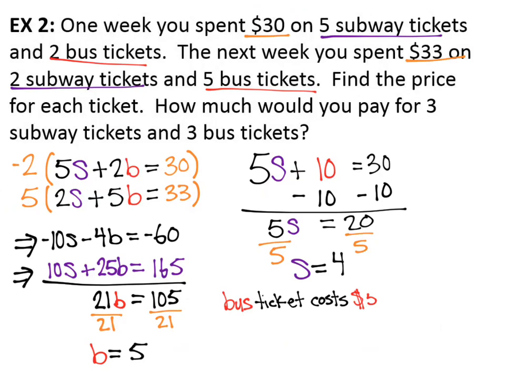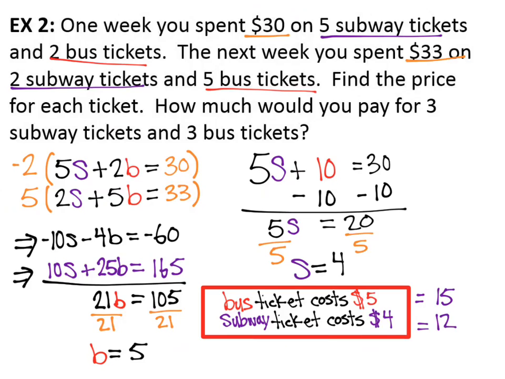From here I interpret: bus tickets cost $5, subway tickets cost $4, and if I want to buy 3 of each, I have to pay $15 for bus tickets and $12 for subway tickets.